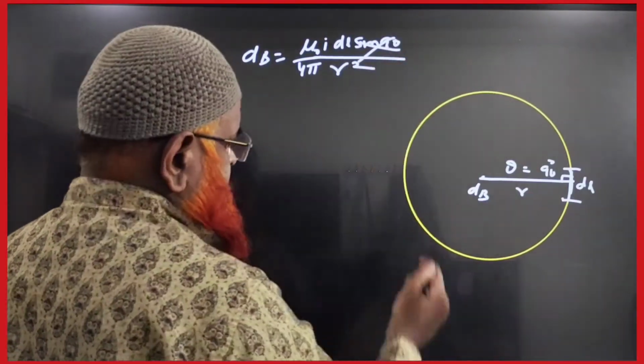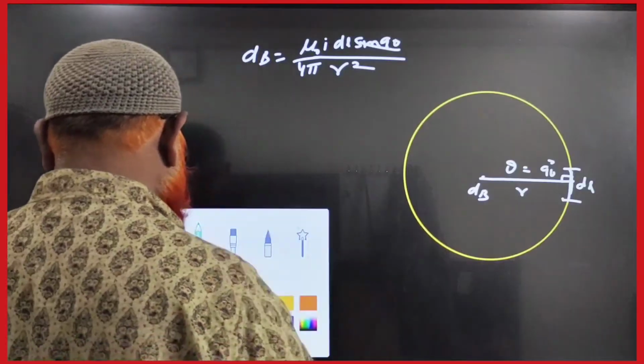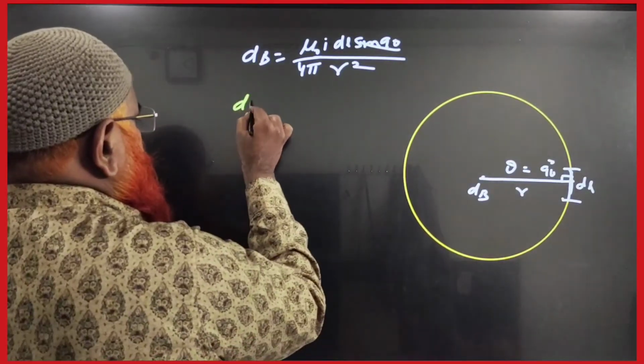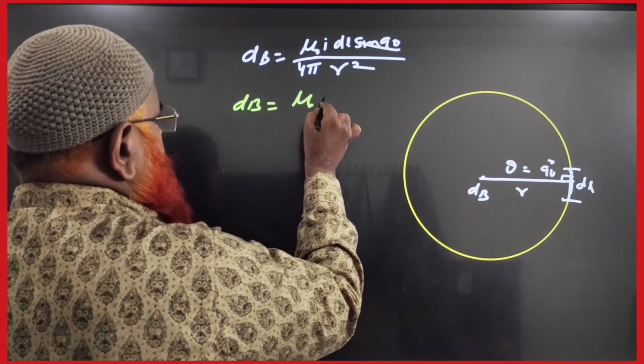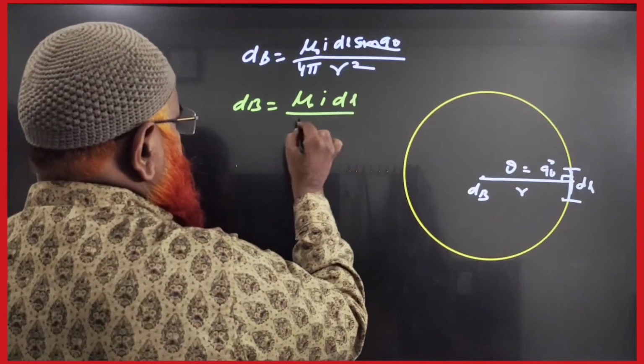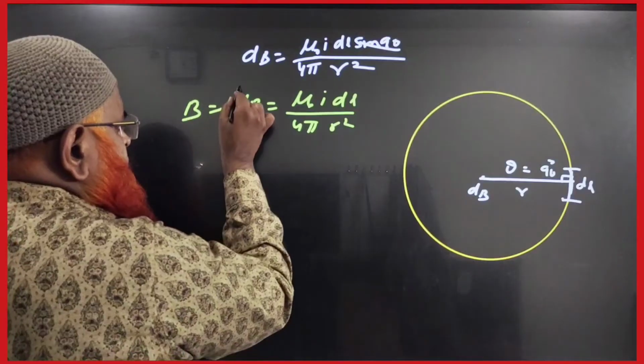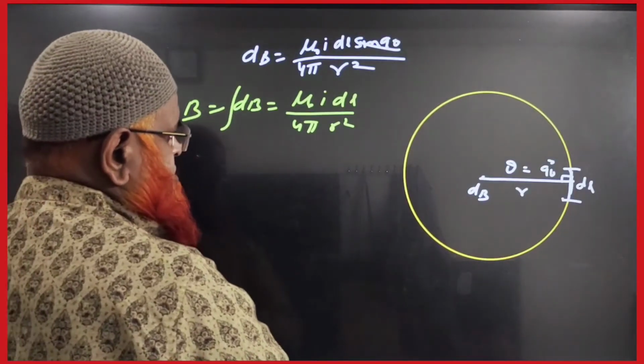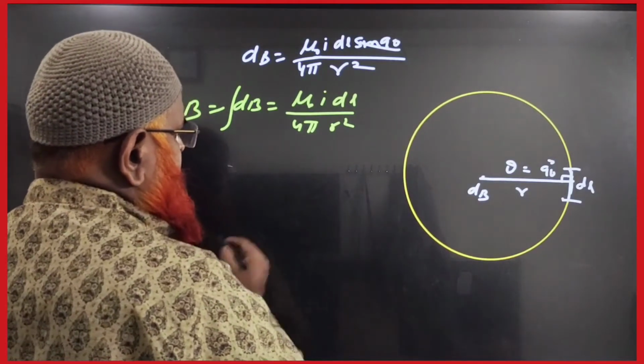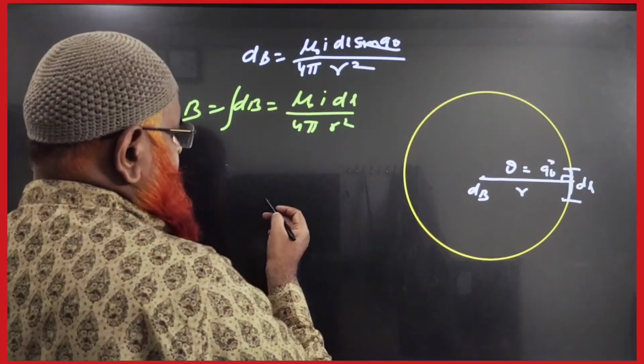You need not write 1 now, as it is 1. So next, what is going to happen? Therefore dB is equal to mu naught I dl by 4 pi r square. If you want to find out B, you have to integrate dB. Understood? Here, as you want to integrate, what will you do?